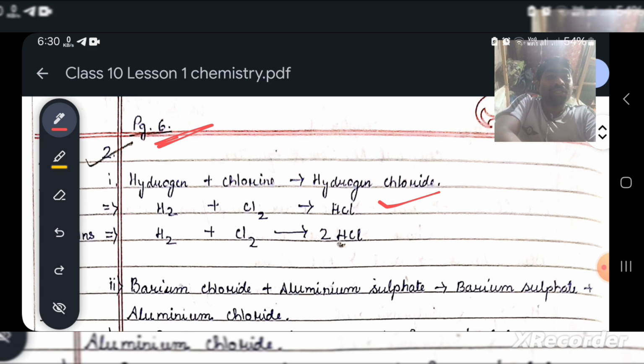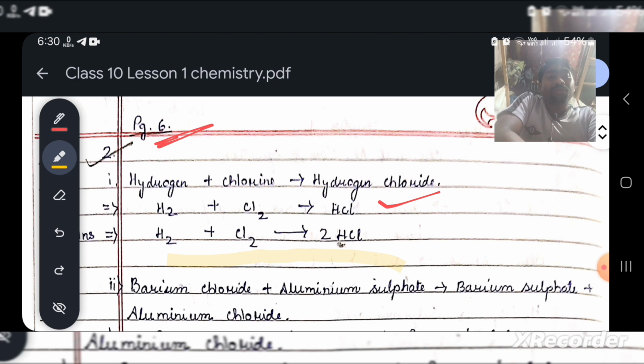So this is unbalanced. In the answer what we have done: in the reactant side there is a larger number of hydrogen, and chlorine also has more, but in the product the number of chlorine and hydrogen is less, so we have to add more on the product side.